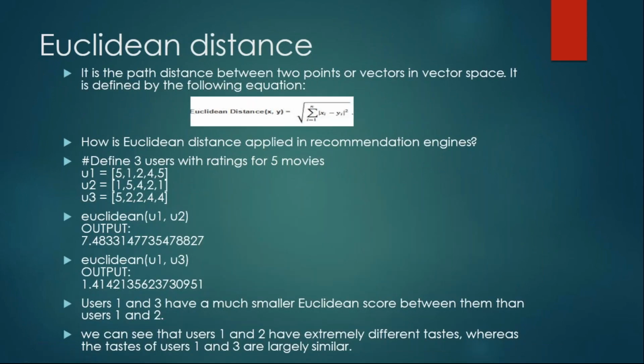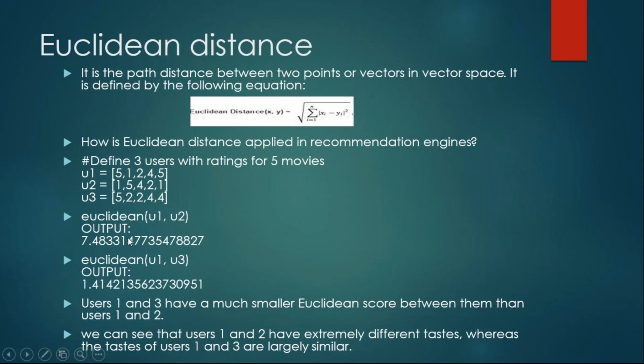So Euclidean distance is the path distance between two points or vectors in vector space. This is the equation we are given. Suppose we have three users with ratings for five movies each. First, we compute the Euclidean distance between U1 and U2, and it gives 7.4. Then we compute another Euclidean distance between U1 and U3.